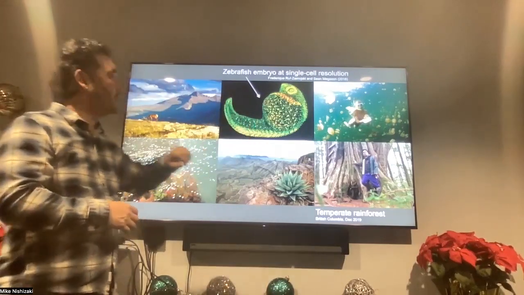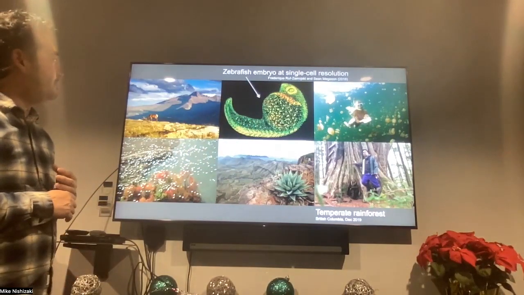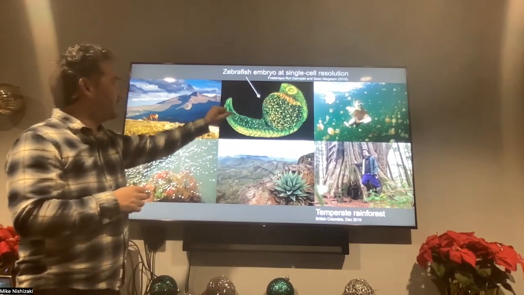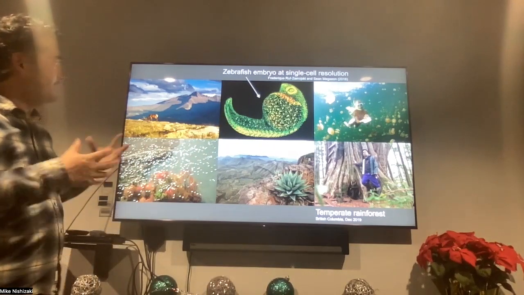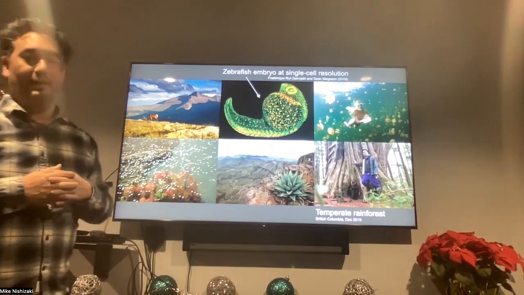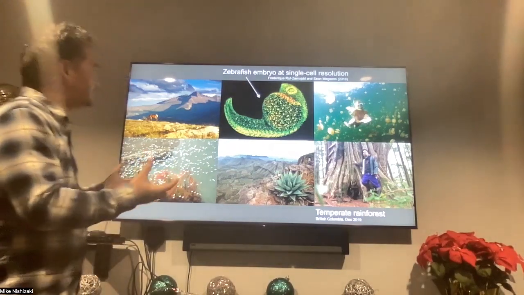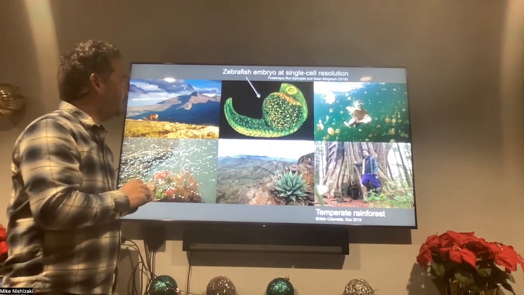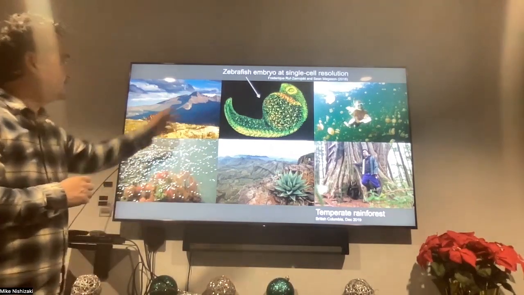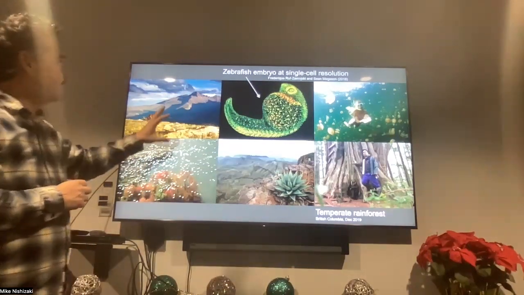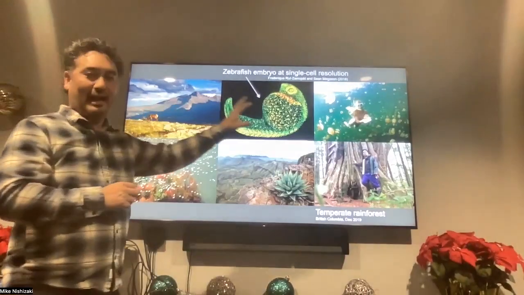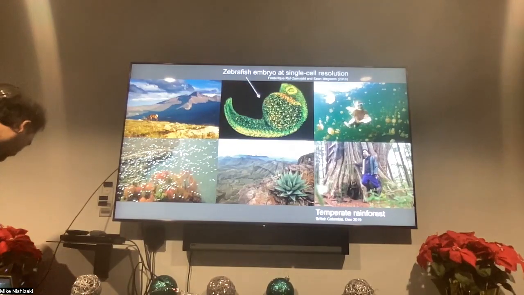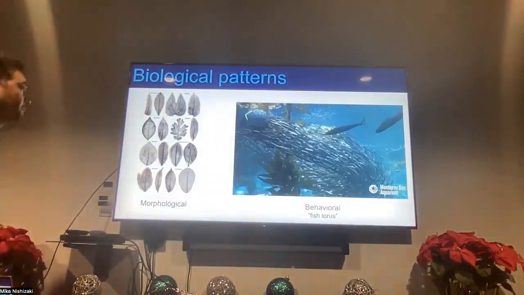In the middle here is a really cool microscope image where they've stained it and they're looking at individual cells in a larval zebrafish. And so you can see how those cells contribute to the overall body form of that fish. So again, we're looking at patterns in biology. That is something that you're going to need throughout this term.